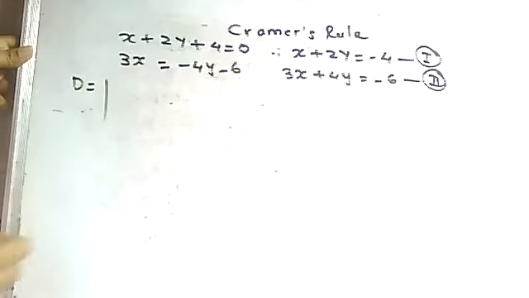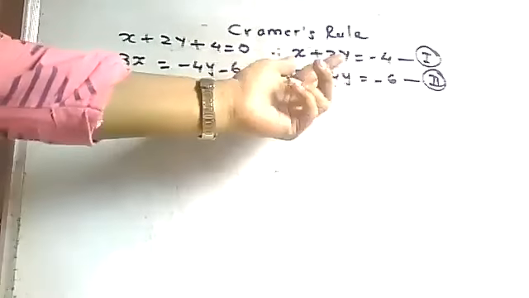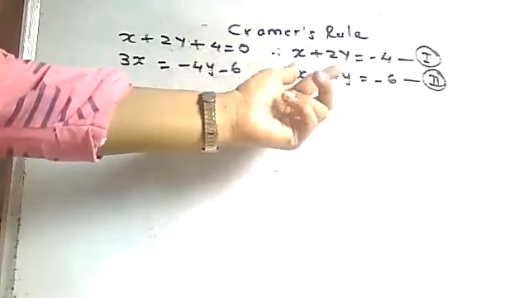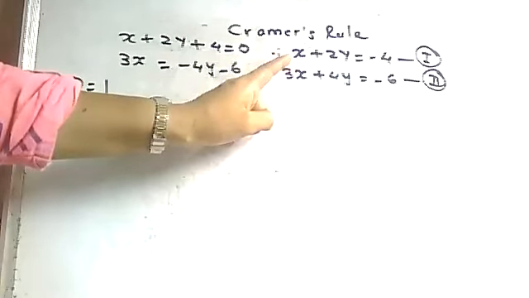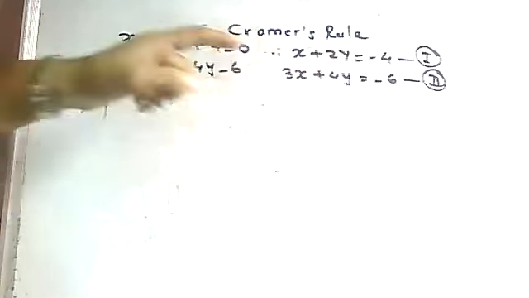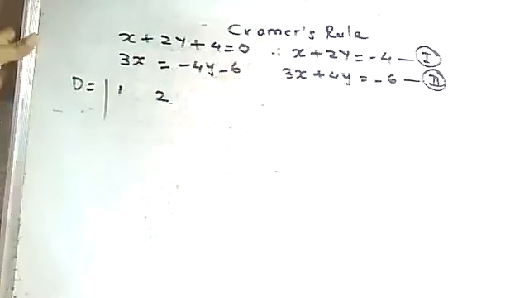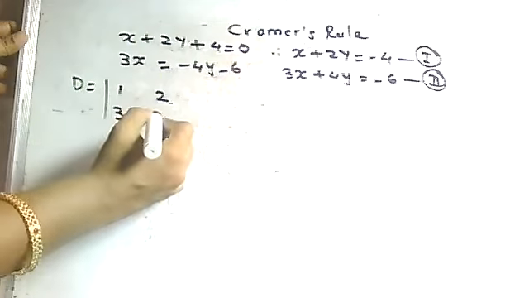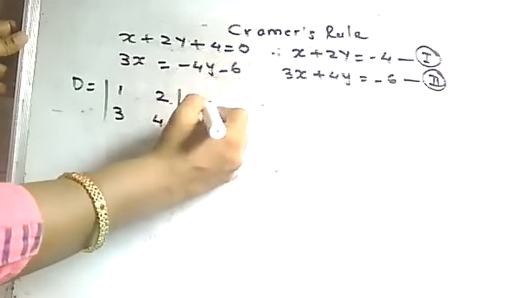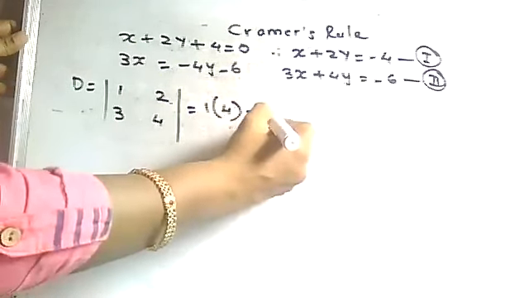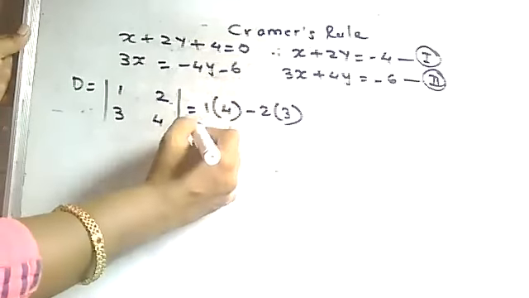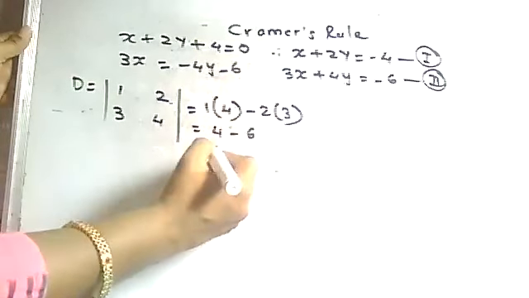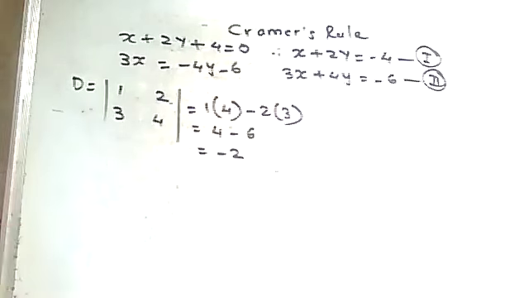D is equal to, first, what do we have to write? The coefficients of x and y, one below the other. Like in the first row, I will write 1, 2. Second row, the second equation, that is 3 and 4. And solve 1 into 4 minus 2 into 3. So 1 into 4 is 4, minus 6 is minus 2.